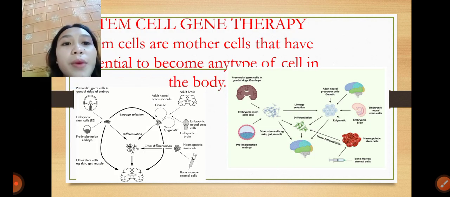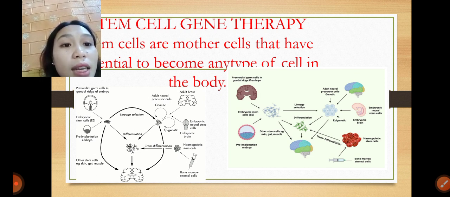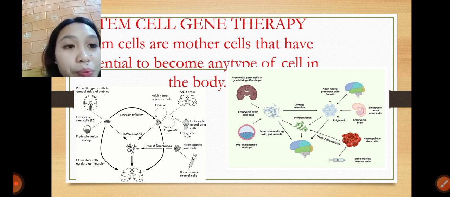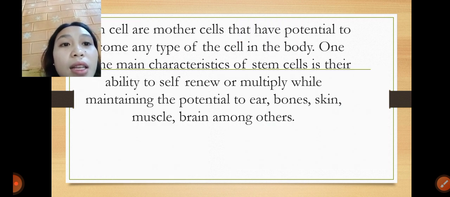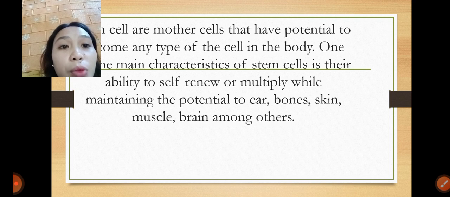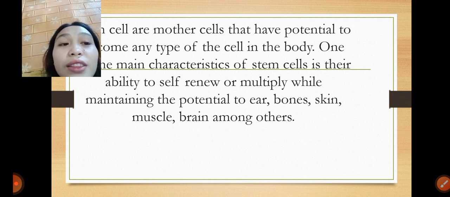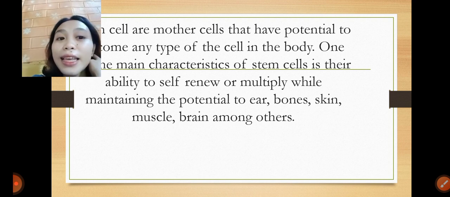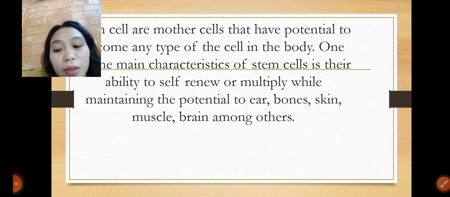Stem cell gene therapy: stem cells are the mother cells that have the potential to become any type of cell in the body. This is an example of stem cell gene therapy. One of the main characteristics of the stem cell is their ability to self-renew or multiply while maintaining the potential to become ear, bones, skin, muscles, brain, and others.